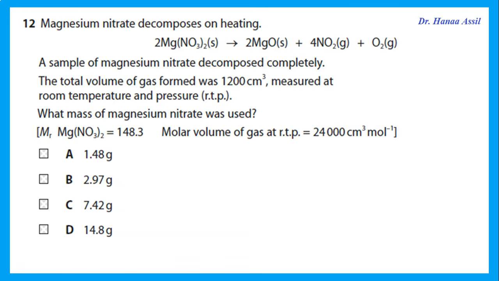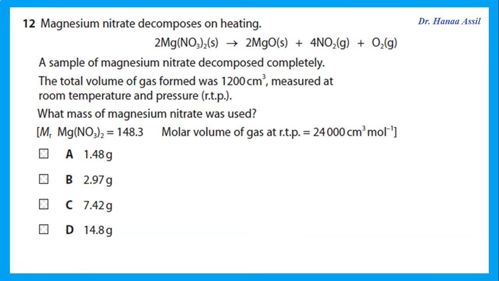Magnesium nitrate decomposes on heating. A sample of magnesium nitrate decomposed completely. The total volume of gas was 1200 centimeter cubed, measured at room temperature and pressure. Of course, when he says room temperature and pressure, that means we can use the equation of number of moles is volume over 24, or over 24,000 if the volume is centimeter cubed. So, what is the mass of magnesium nitrate that was used?